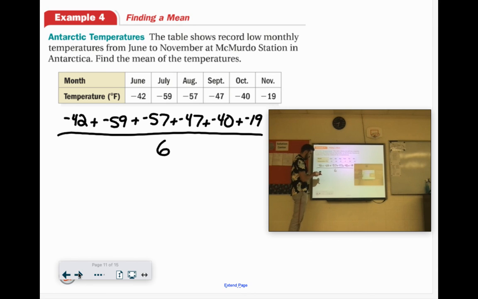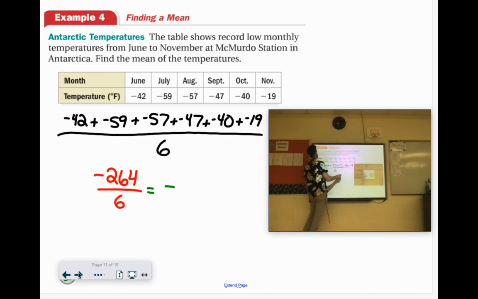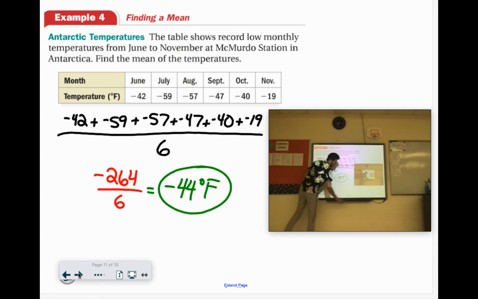So we can use a calculator to make this easy. Let's see, 42 plus 59 plus 57 plus 47 plus 40 plus 19 equals 264. So we'll say negative 264 divided by 6. Now, if you have a negative divided by a positive, you know that's going to result in a negative. So let's divide that by 6, 44. So we have negative 44 degrees. I'm going to guess that's Fahrenheit, but I guess I can't be certain. Although I'm pretty confident that is, oh yeah, temperature in Fahrenheit.